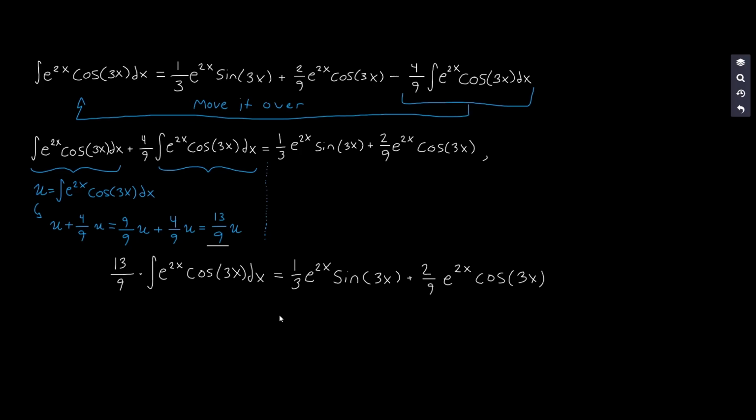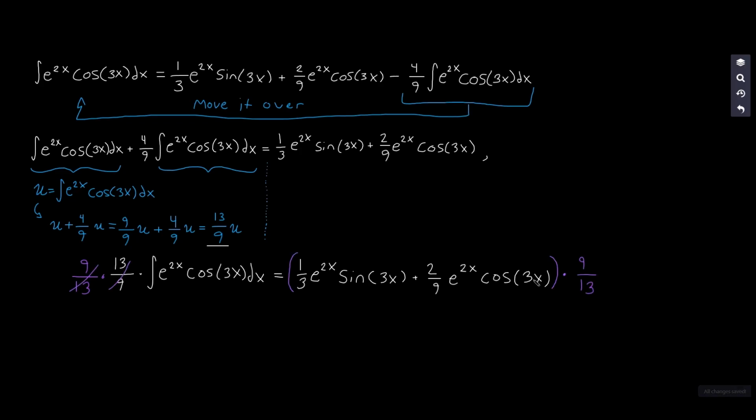To get the integral by itself, I have two options. I could divide both sides by 13 over 9, or I could multiply both sides by the reciprocal of 13 over 9, namely 9 over 13. So I think that's what I'll do. Multiply this by 9 over 13, and we'll get a cancellation here and a cancellation here. I'm going to multiply this whole thing by 9 over 13.